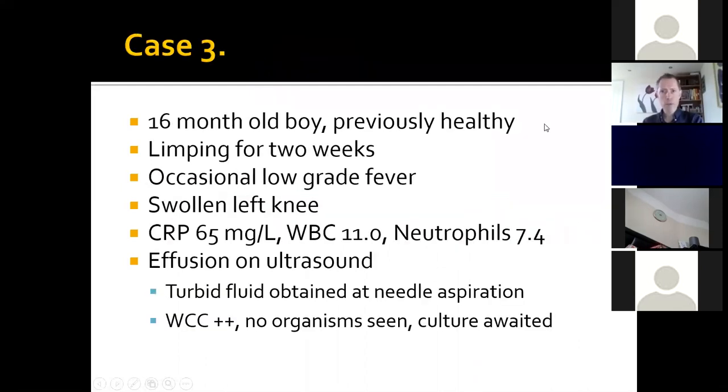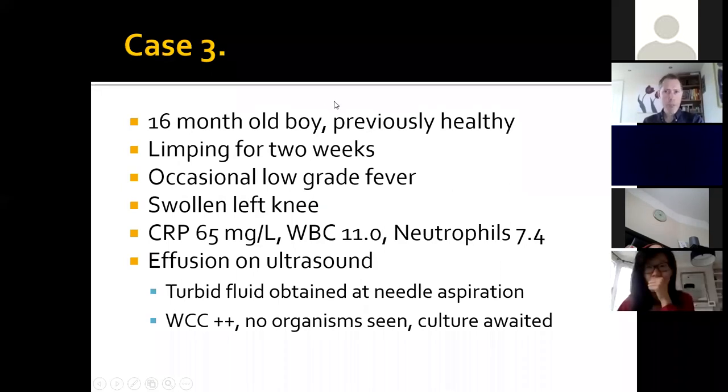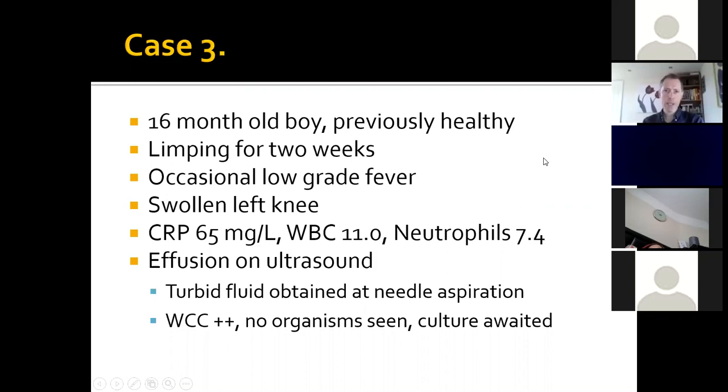I'm going to take all the questions together at the end, so I'm just going to move on to the next case. This is a 16-month-old boy, previously healthy, who's been limping for 2 weeks. And he has had low-grade fevers during this time, not measured by his parents, but they said he's felt hot every day or so. He's got a swollen left knee.